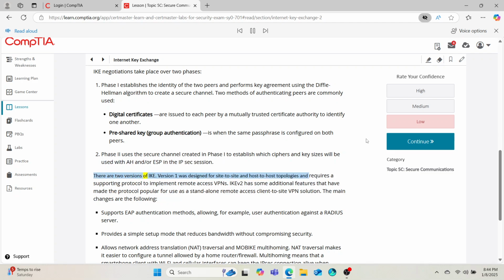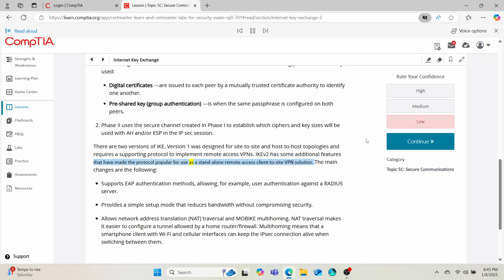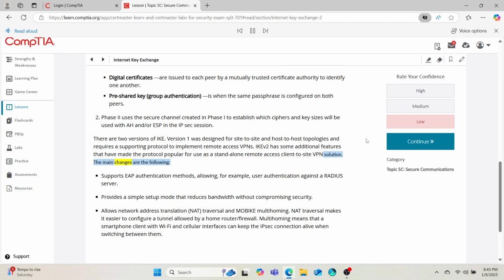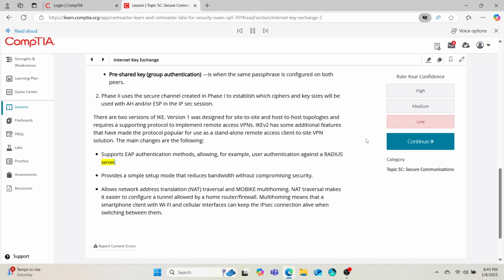There are 2 versions of IKE. Version 1 was designed for site-to-site and host-to-host topologies and requires a supporting protocol to implement remote access VPNs. IKEv2 has some additional features that have made the protocol popular for use as a standalone remote access client-to-site VPN solution. The main changes are the following. Supports EAP authentication methods, allowing, for example, user authentication against a RADIUS server. Provides a simple setup mode that reduces bandwidth without compromising security.